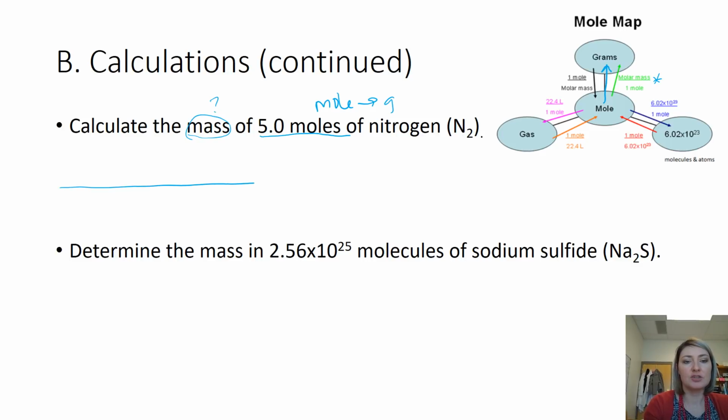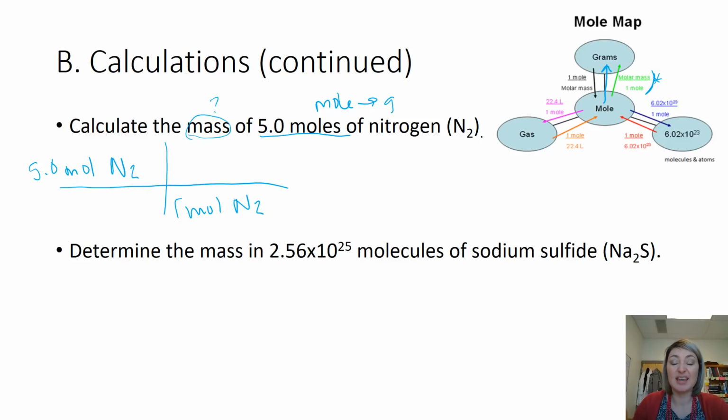So I can set up my t-chart. I know I have 5.0 moles of N2, and it tells me the conversion factor is molar mass over 1 mole. So I know that 1 mole of N2 is going to go on the bottom because I want those to cancel. But what I don't know is what the molar mass is. So you're going to have to look at your periodic table for nitrogen, and I know that the mass rounded to 4 sig figs for nitrogen is 14.01.